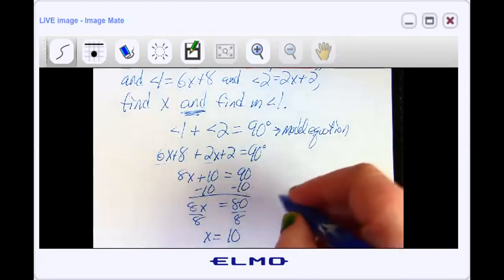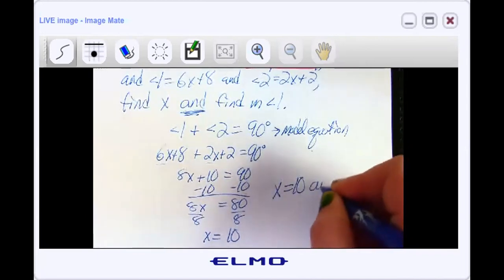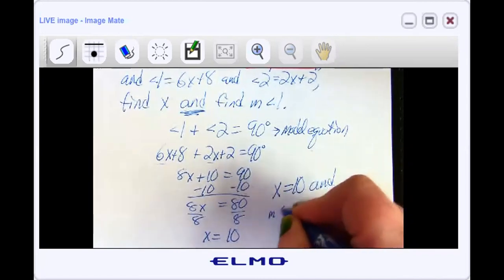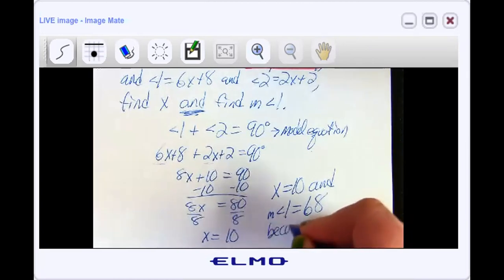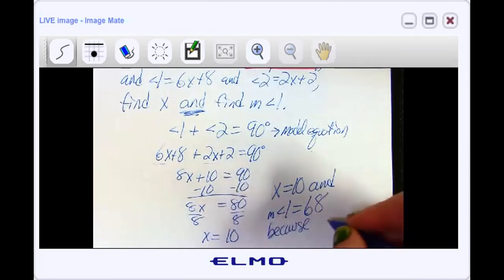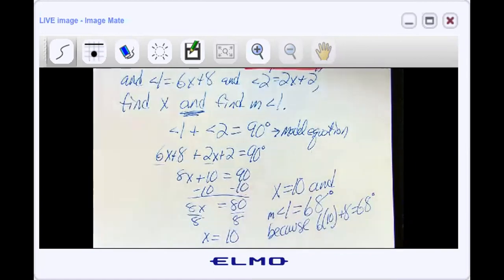Okay, so I'm just going to write that out. So x equals 10, and the measure of angle 1 is just 68. And I'll even say why. Because 6 times 10 plus 8 equals 68. That's how we got there.